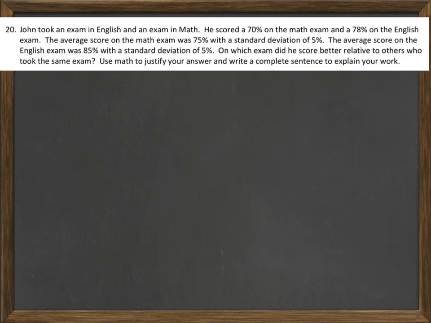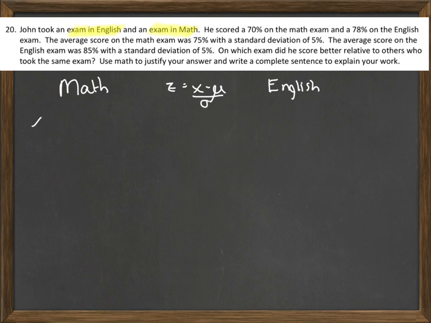So number 20 is, again, very similar. The idea is that we're going to find the z-score for two different test scores and compare them. So John took an exam in English and an exam in math. He scored a 70 on the math exam and a 78 on the English exam. So let's write this down. We have a math exam and we have an English exam. Remember, the z-score is the specific value minus the mean divided by the standard deviation. So we need the specific value in both cases. His specific value in math is that he earned a 70. In English, his specific value is that he earned a 78.